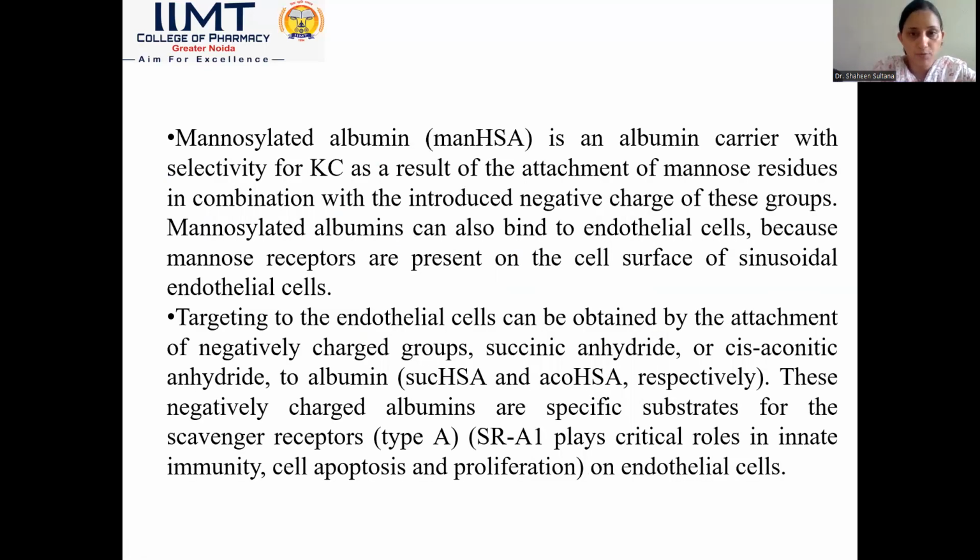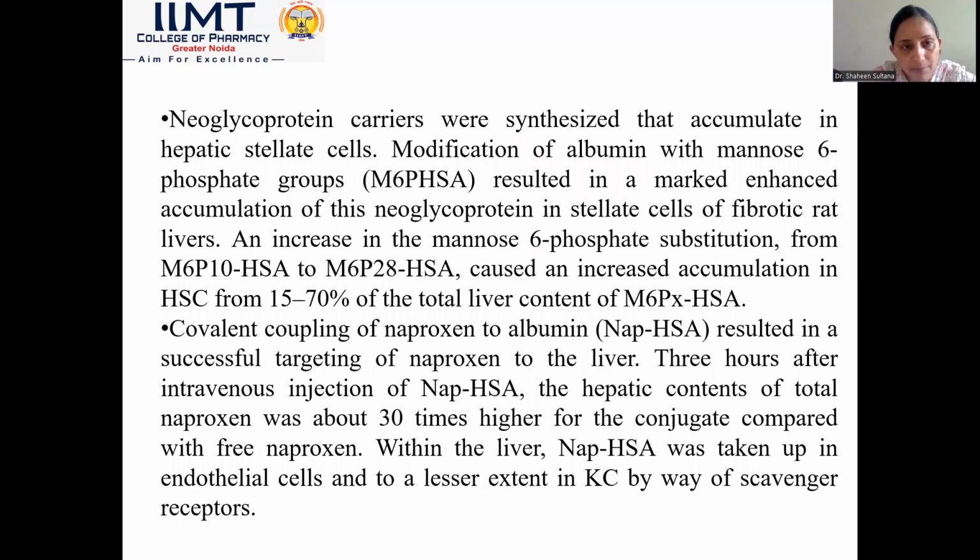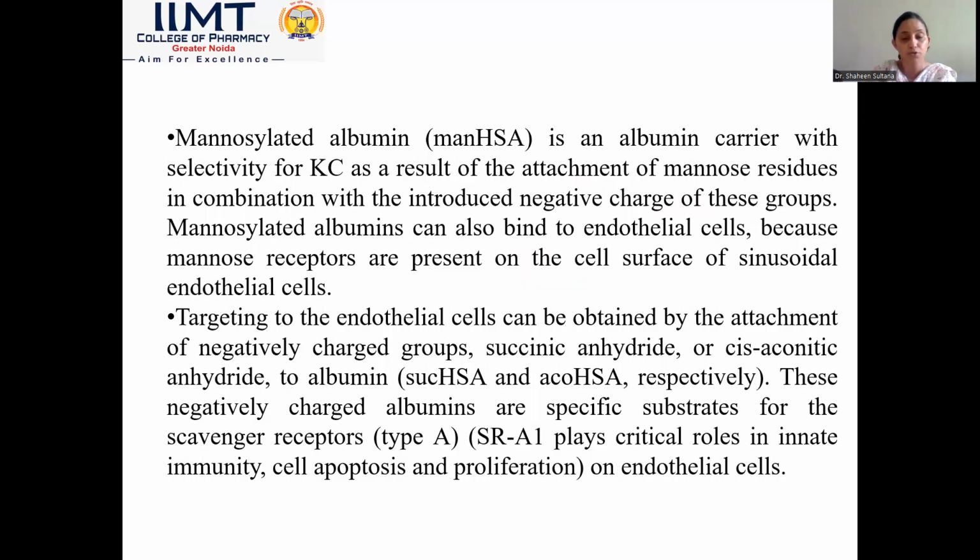Now, mannosylated albumin is an albumin carrier. Mannosylated means the albumin can be bound with a mannose group in combination with negative charges. Negative charges can be introduced by succinic anhydride or cis-aconitic anhydride, etc. These groups can be introduced to the albumin. When you add these groups to the albumin, it will become negatively charged. So negatively charged albumins also have a particular targeting efficiency for the scavenger receptor. Scavenger receptors are receptors that are expressed in cells that show no immunity, that show apoptosis, cell death, or unwanted cell growth like cancers, etc.